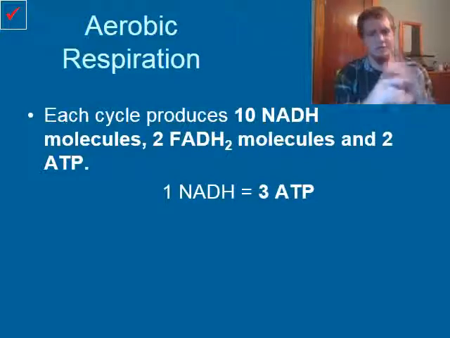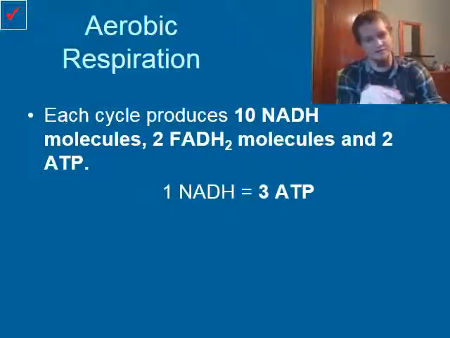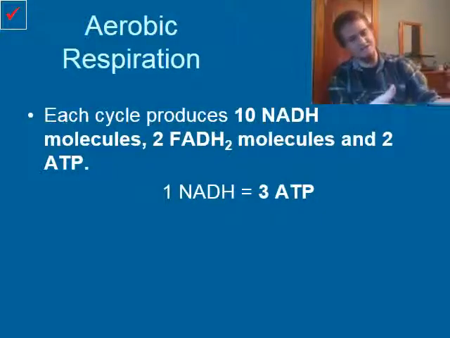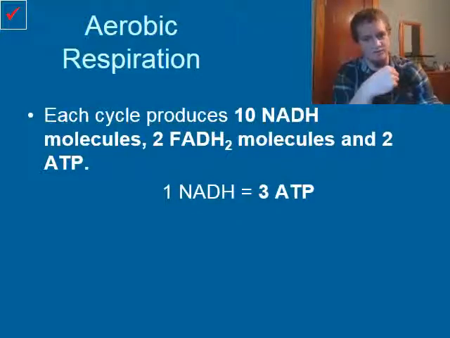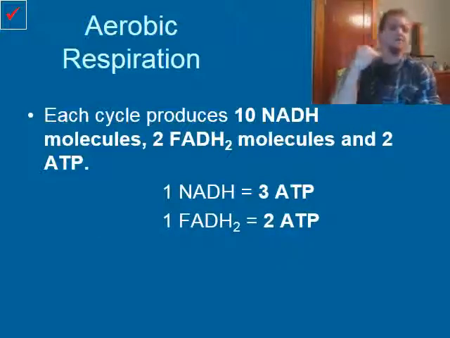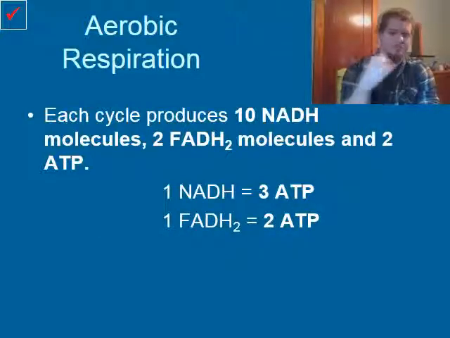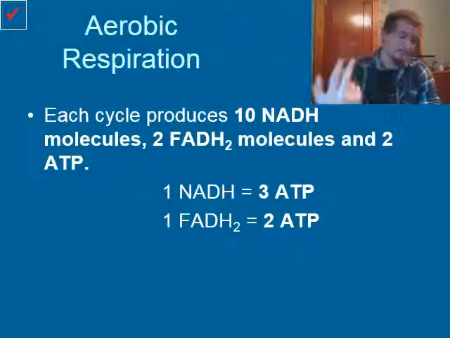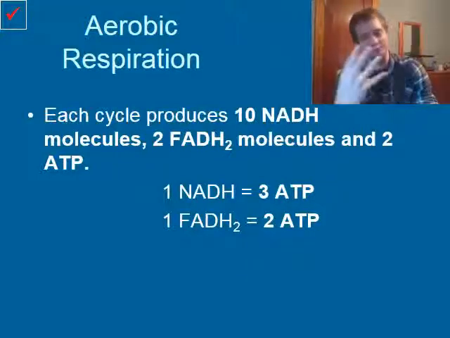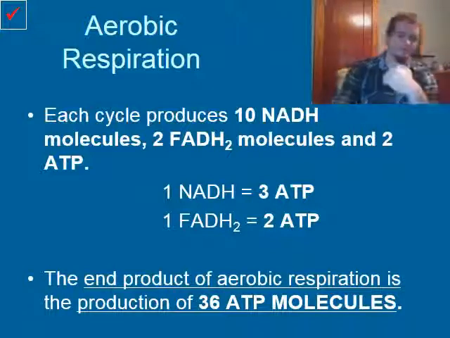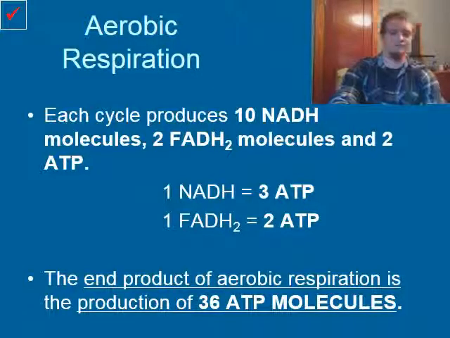So we get, for every 1 NADH molecule, we get 3 ATP. So if you go ahead and do the math, we have 10 NADH molecules, each one gives us 3 ATP. 10 times 3, that gives us 30. For every FADH2 molecule we have, that gives us 2 ATP. So, since we have 2 FADH2 molecules, and we get 2 ATP for each, that's going to give us 4 ATP. So if we combine all of this, the end product of aerobic respiration is the production of 36 molecules of ATP. Pretty good deal in my opinion.